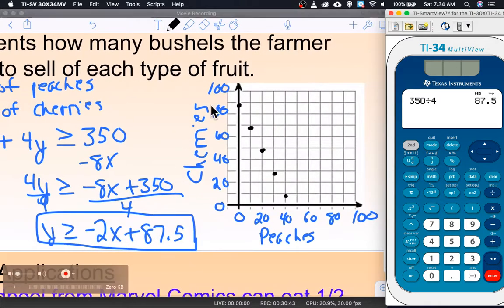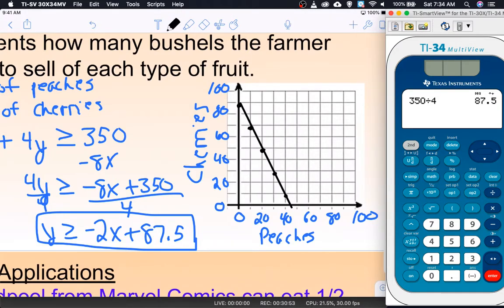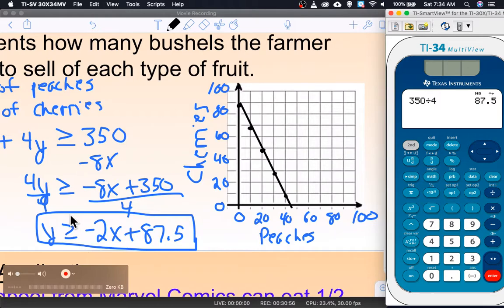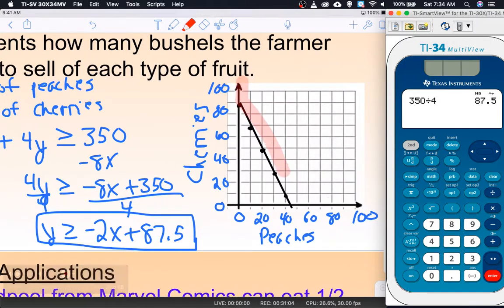I can see from my inequality that this should be a solid line, since it's or equal to. And I can see this is a greater than, so I'm going to be shading above the line, everything above it. So that is all of this stuff. And there we have it.